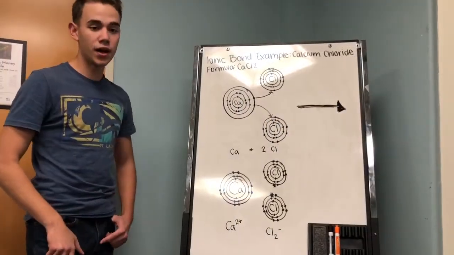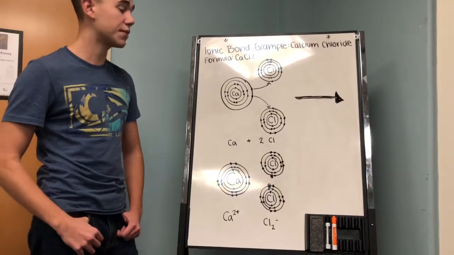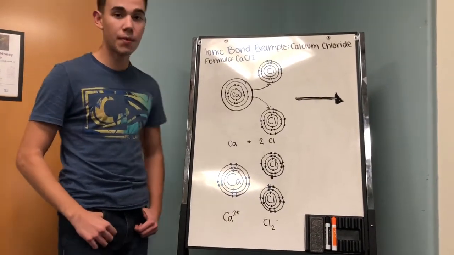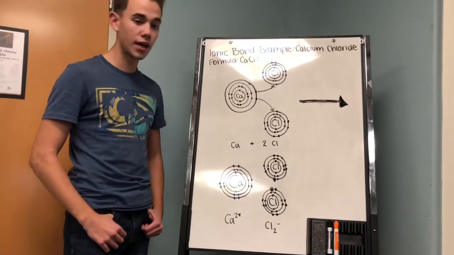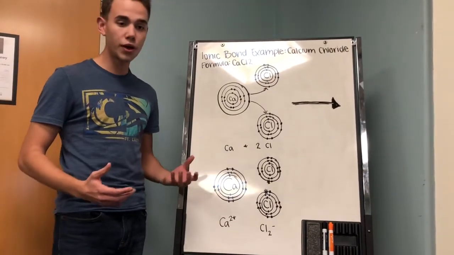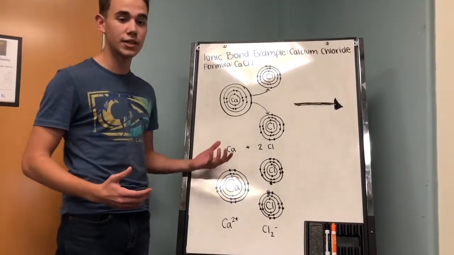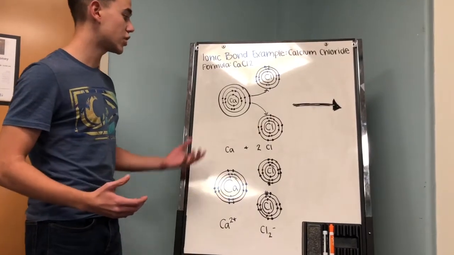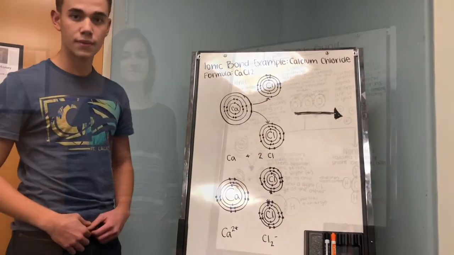So an example of an ionic bond is calcium chloride. Due to calcium, a metal, and chlorine, a nonmetal, having a large difference in electronegativity, chlorine is going to take all of calcium's valence electrons in order to reach 8 valence electrons.